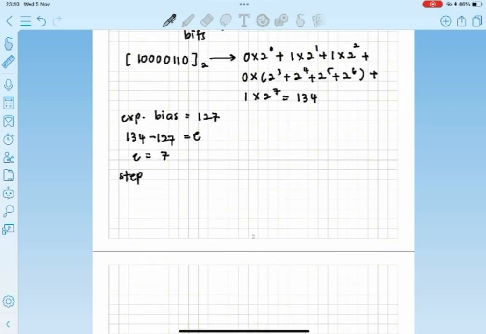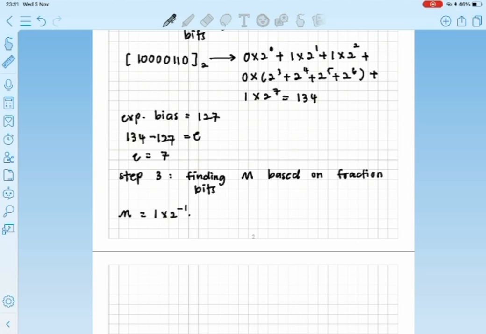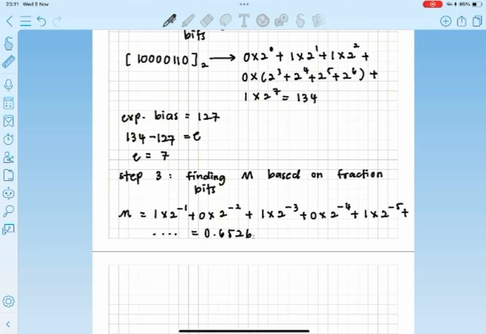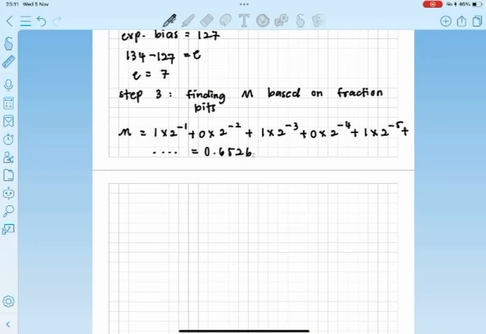Now, the third part is to figure out the mantissa of the number in the scientific notation, that is, the fraction bits. So you multiply the first bit, that is 1, by 2 to the negative 1, multiply the second bit by 2 to the negative 2, you multiply the third bit by 2 to the negative 3, and so on. And then you add them all up to find the mantissa. The value is 0.6562.